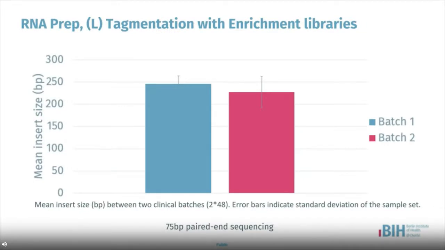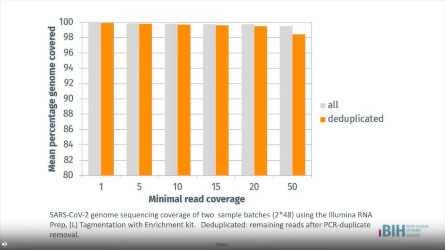Now, the insert sizes of the sequenced 2 batches of 48 clinical samples had mid sizes in the range between 200 and 250 base pairs, showing little variation. We have obtained an excellent coverage of the target region, so even at the coverage of 50 deduplicated reads, more than 98% of the SARS-CoV-2 genome was covered. So importantly, we observed little in- and between-batch variation, as can be seen in this bar plot.